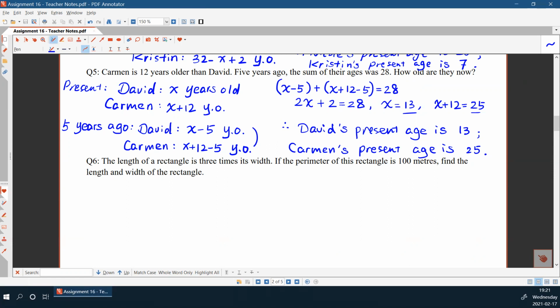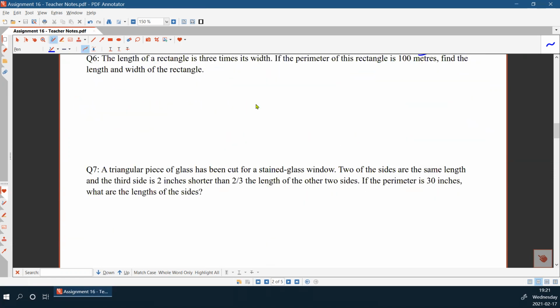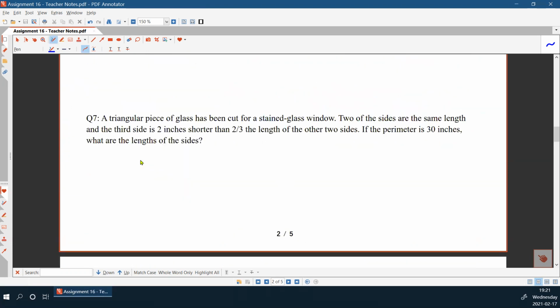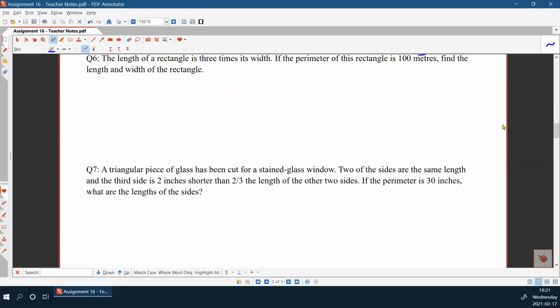All right, if you have no questions, let's see question 6. Okay, question 6 and 7 are typical size matching problems. Question 6: the length of a rectangle is 3 times its width. To solve such questions, it's better to draw a sketch, right?